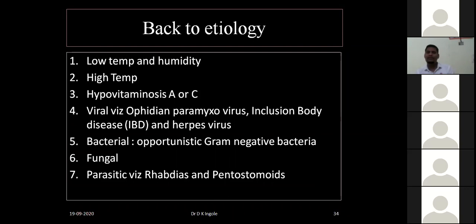For low or high temperature, for all reptiles there is one preferred optimum temperature zone. Within that zone, they will be all right. Once the temperature goes below or above that temperature zone, they will suffer from illness.